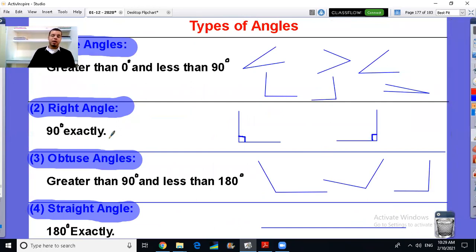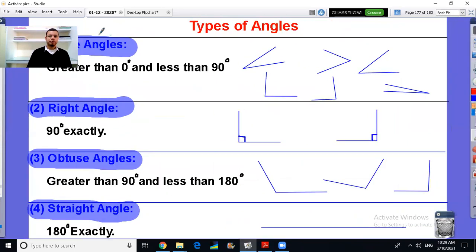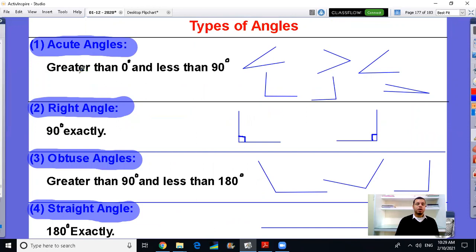Types of angles. Now we're going to move to the angles. The first thing that we have over here is the acute angle. Here is an acute angle. I'm going to try to make this bigger. As you see, guys, acute angles are greater than 0 degrees and less than 90 degrees.